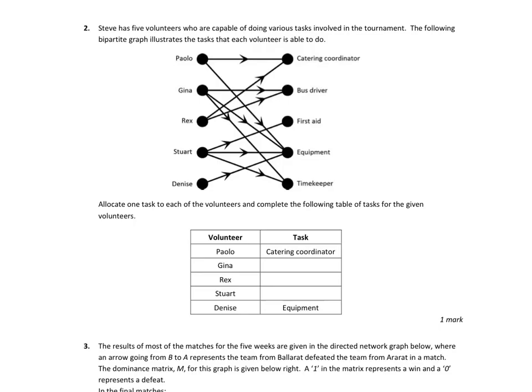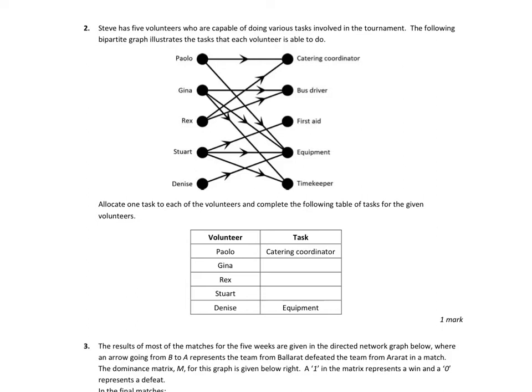Okay, so part 2. Steve has 5 volunteers who are capable of doing various tasks involved in the tournament. The following bipartite graph illustrates the tasks that each volunteer is able to do. So for instance, reading here, Paolo can be the catering coordinator or he can organise the equipment, but he can't drive the bus, do first aid or timekeep. So each of those arrows represent what each person can do.